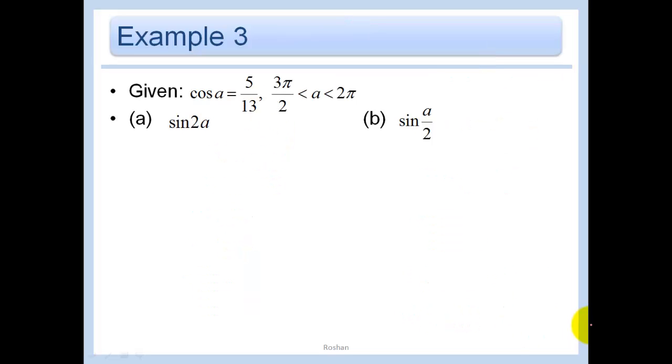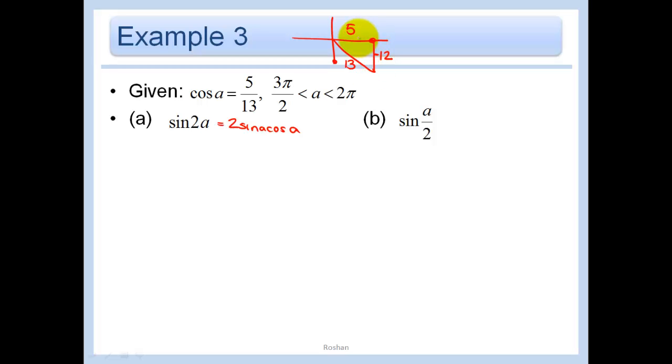Same deal in this problem. Sine of 2a is just 2 sine a cosine a. Let's go ahead and draw this guy. So we are in, let's see, between 3 pi over 2 and 2 pi. So we're right here. And our cosine, which is adjacent, 5, 13. Hopefully you remember 5, 12, 13 from the other example that we did. So we have 5, 12, 13, but remember this one's negative.